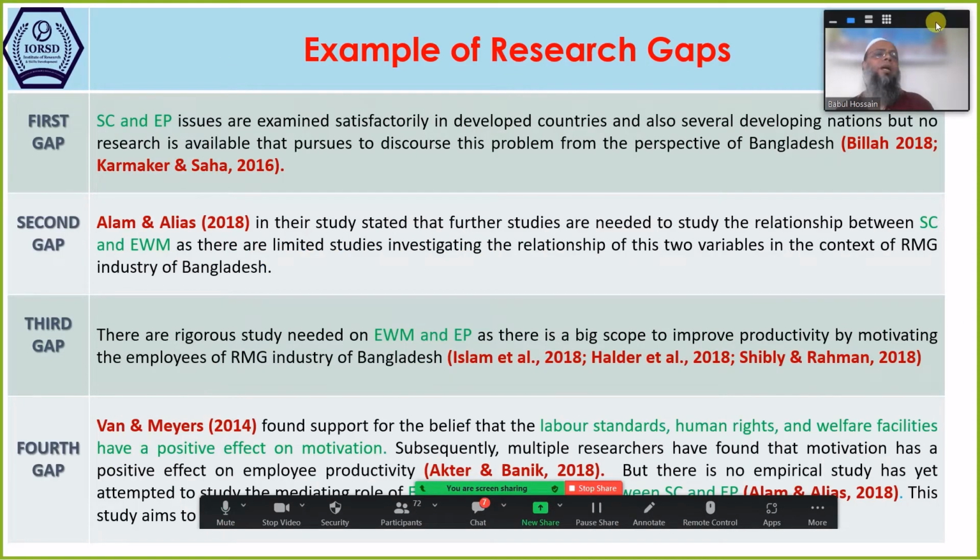Okay, how to write the research gaps? See how the researchers examine social compliance and employee productivity issues satisfactorily in developed countries and also several developing nations, but no research is available that pursues to address this problem from the perspective of Bangladesh. So what kind of gap is it? Can anybody say, theoretical gap or contextual gap?